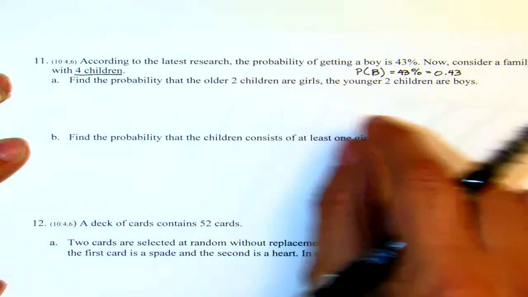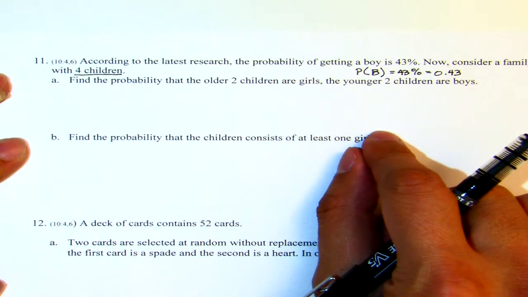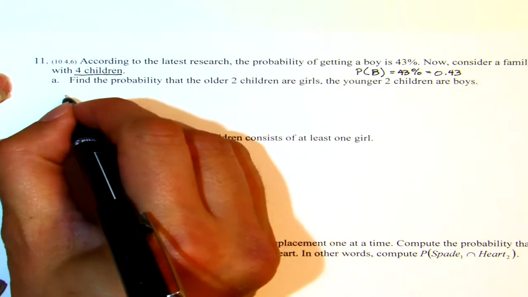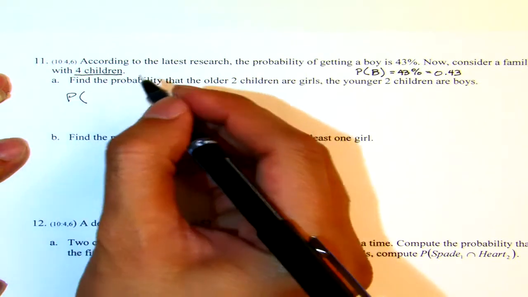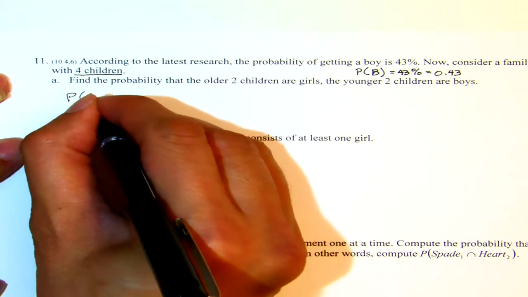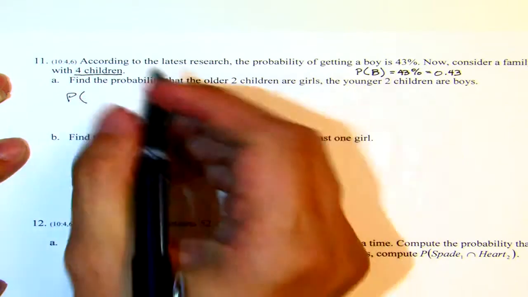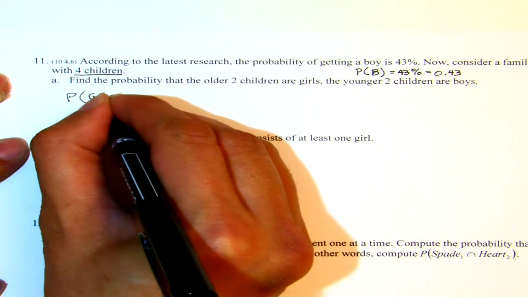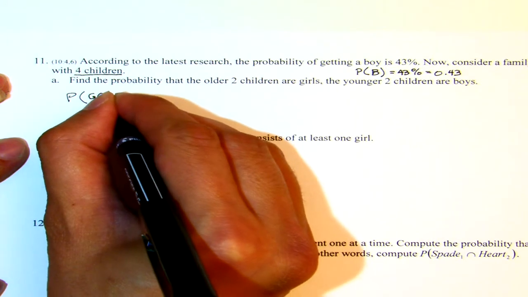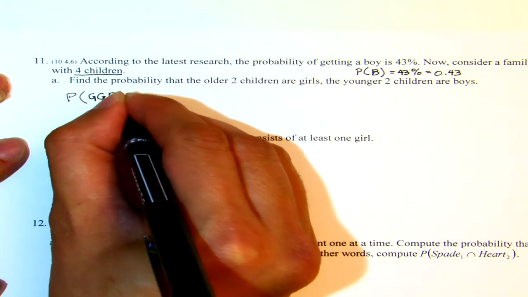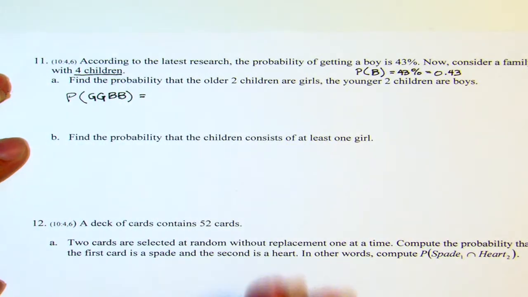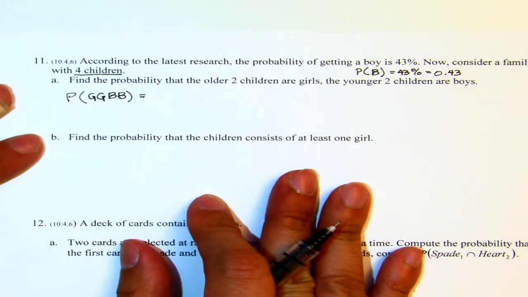Now, in part A, find the probability that the older 2 children are girls and the younger 2 children are boys. That's basically asking, what is the probability that the children will have this configuration. The first one is a girl, the second one is a girl, the third one is a boy, the last one is also a boy. Right? Okay.